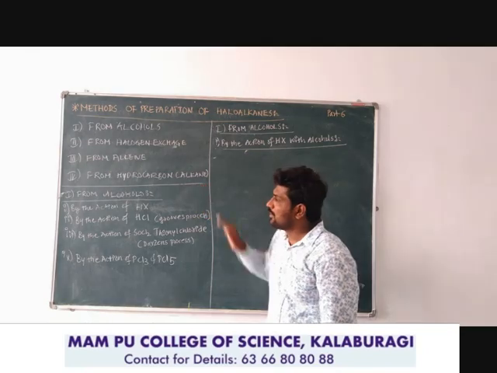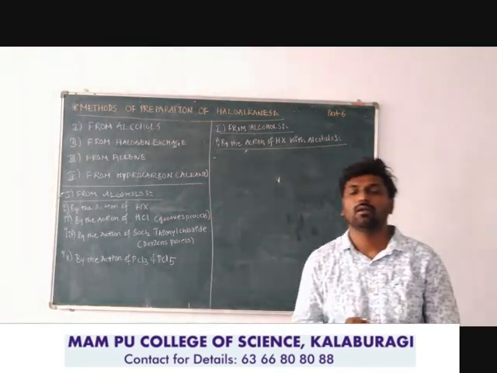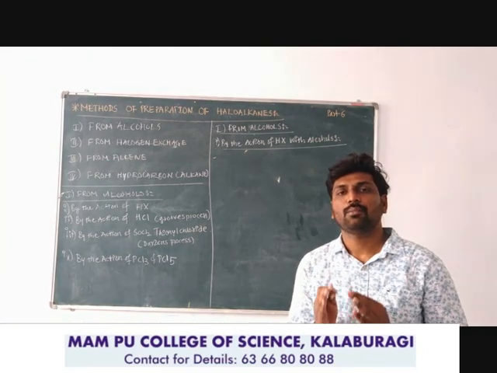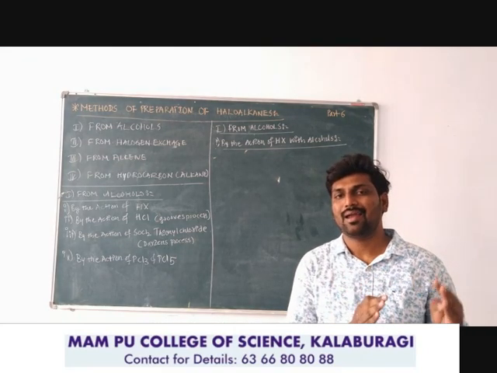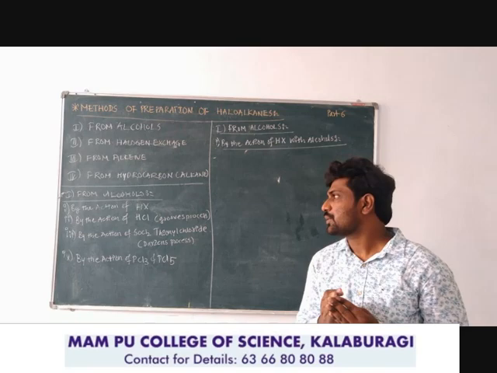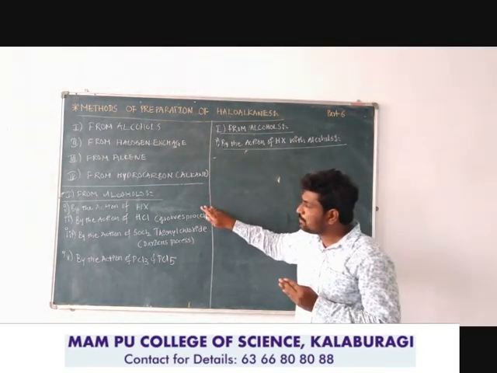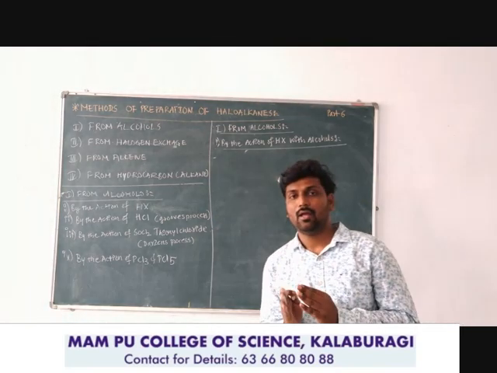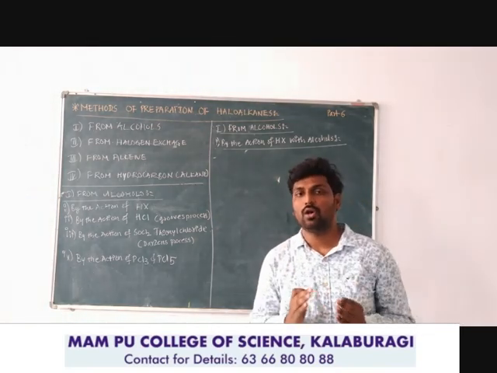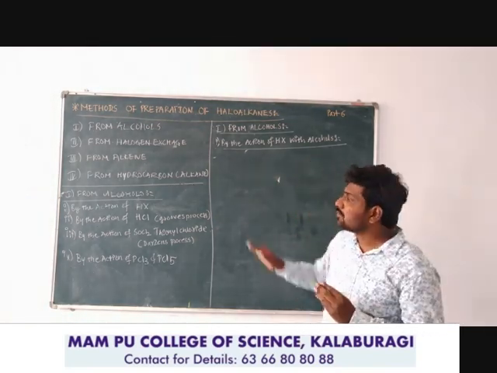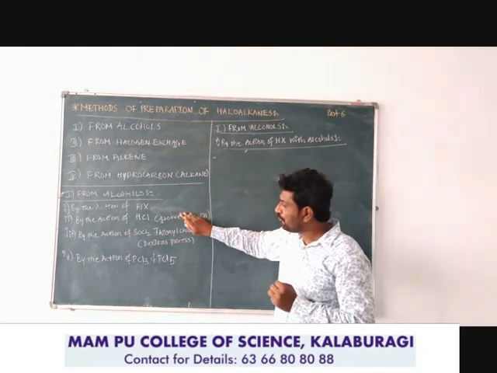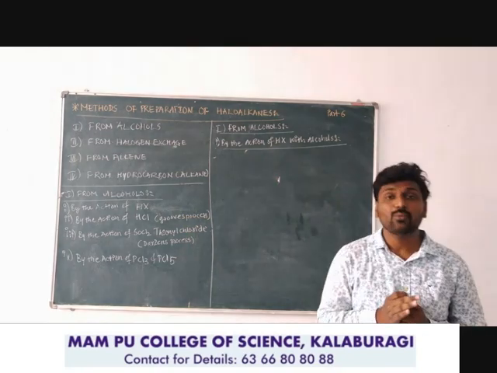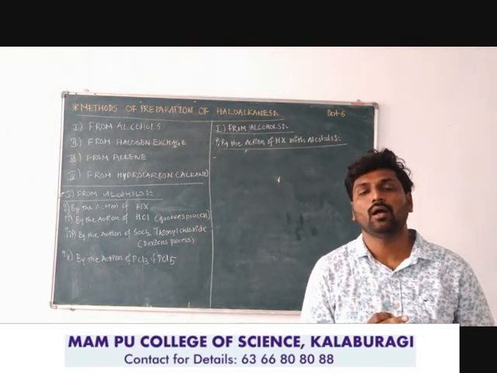The first method is from alcohol. See here, alcohol is the starting material we are using for the preparation of alkyl halide or haloalkanes. There are three sub methods for the preparation of alkyl halide or haloalkanes from alcohol. The three sub methods mean three to four different chemicals we can add with the alcohol to get the haloalkane.